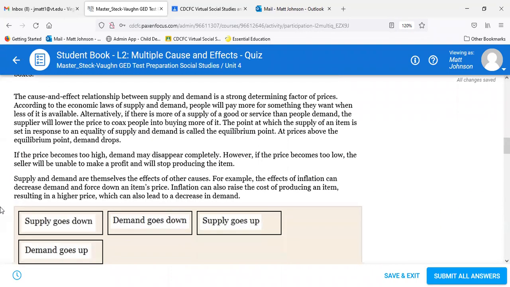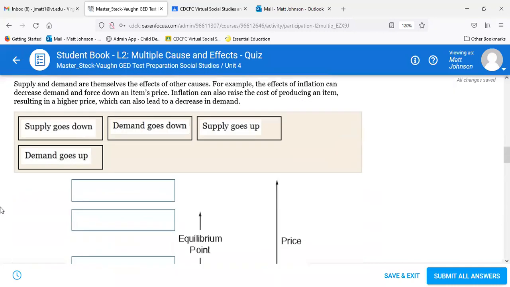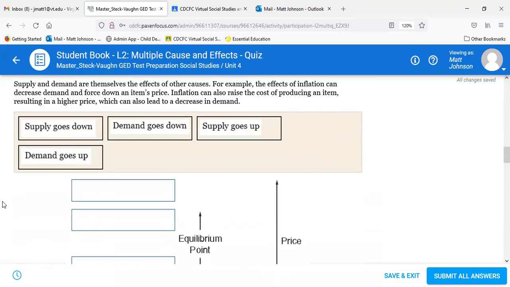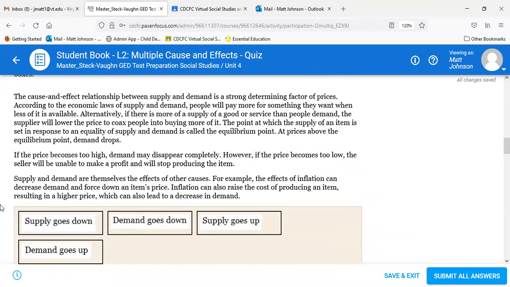Okay. And yeah, so we're going to have a drag and drop, and we'll go ahead and show you here. We're going to fill this out here, equilibrium point on prices. So more about supply and demand. How about Grace? Would you mind reading our passage there?